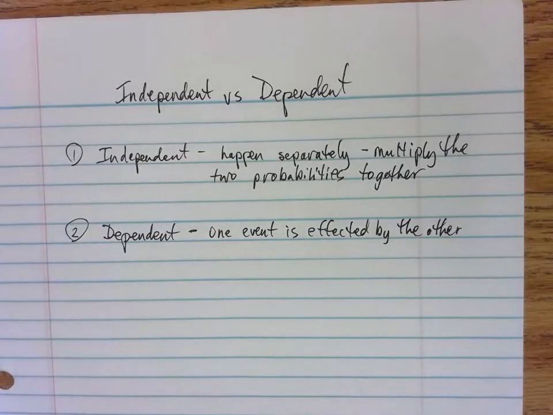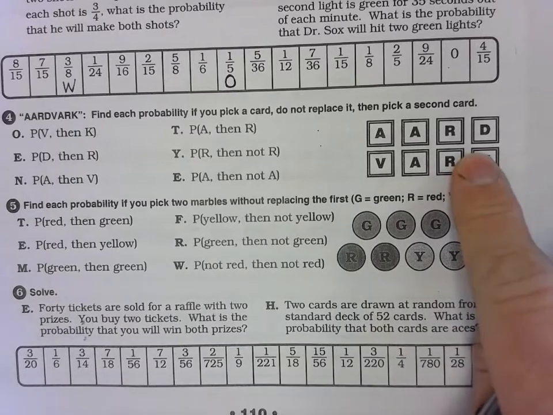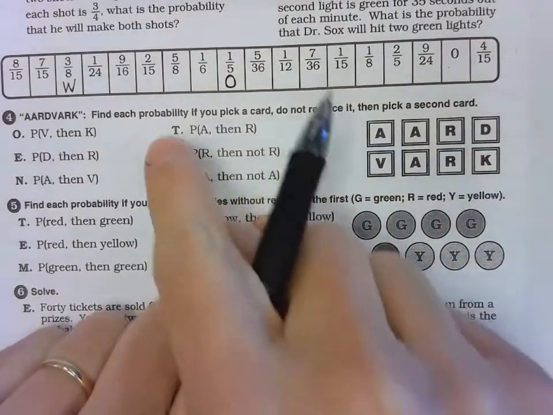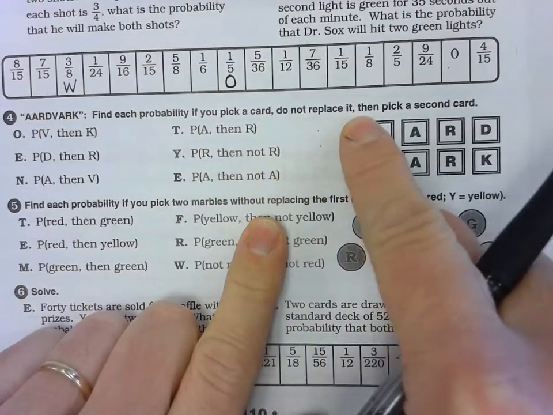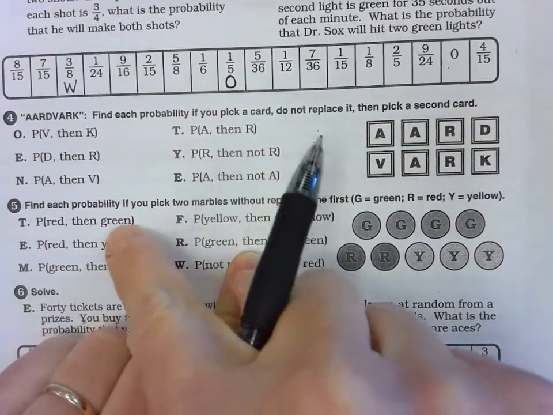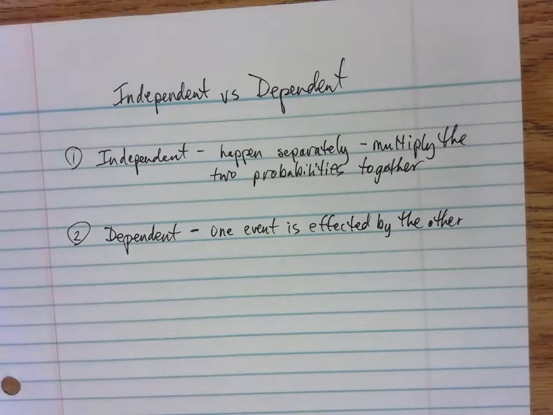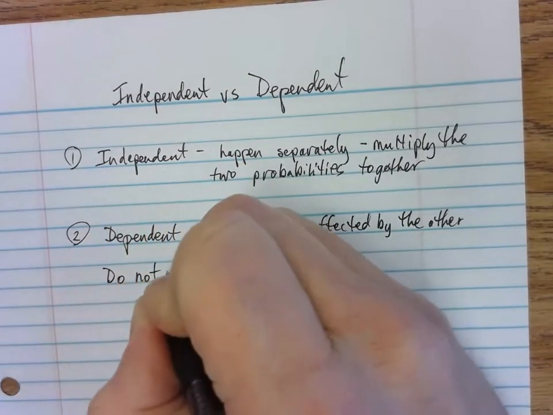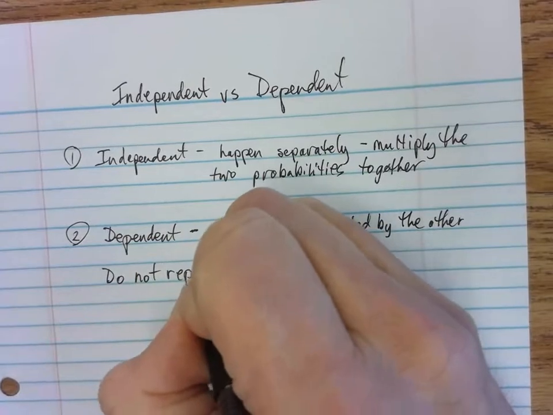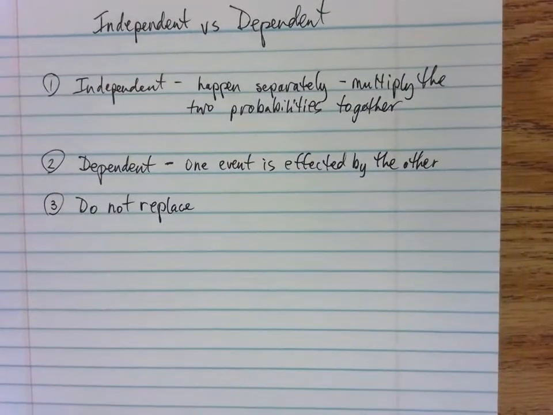So in this situation, this is on the bottom half of your assignment today, we've got the word aardvark down here. So here are the key words. It says if you pick a card, do not replace it, then pick a second card. And this one, it says if you pick 2 marbles without replacing the first. So this is a little bit different than what we're used to. So let's talk about those words. Do not replace. Okay, so I'll give you a little work here, show you how this one works, and hopefully after a couple of these examples you'll be good to go.